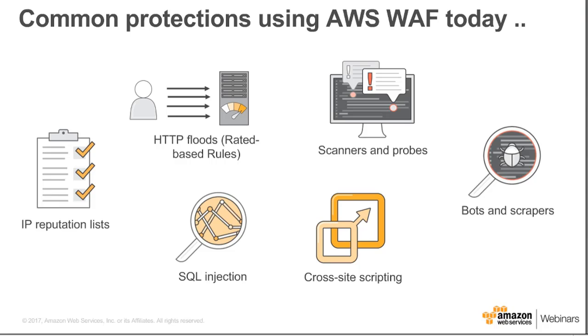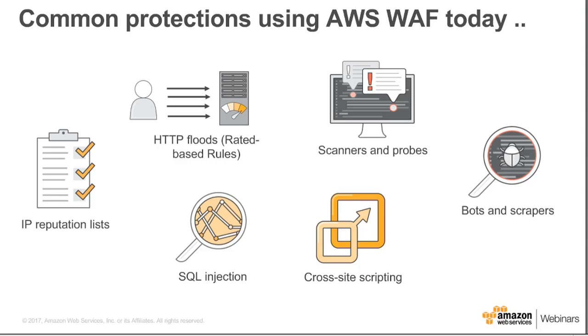Here are some common protections that customers use AWS WAF for today. We have protections against IP reputational lists. This is a use case where we provide the solution, again, through the CloudFormation template that you can deploy. In this solution, we download an IP reputational list, a list of bad actors out there, from 3 different sources, and we plug them into WAF as a rule that's readily available for you.